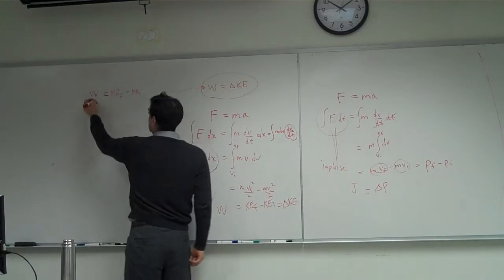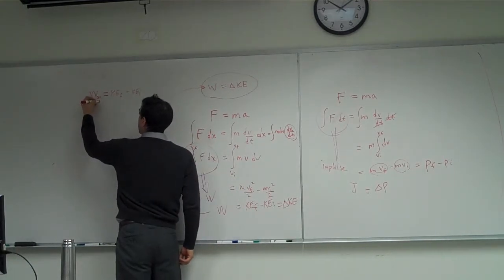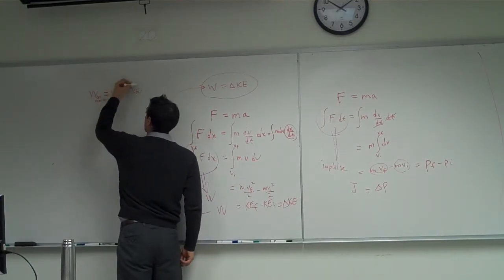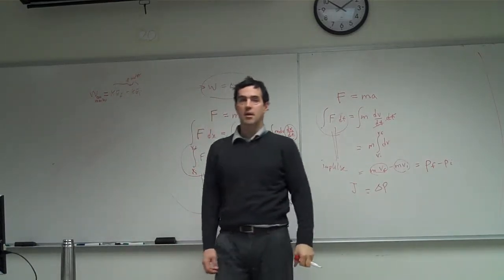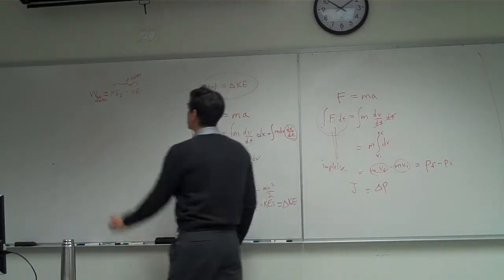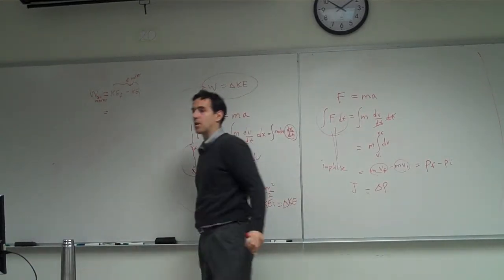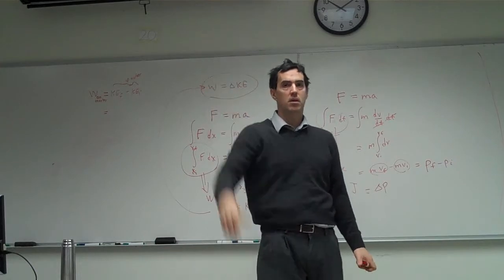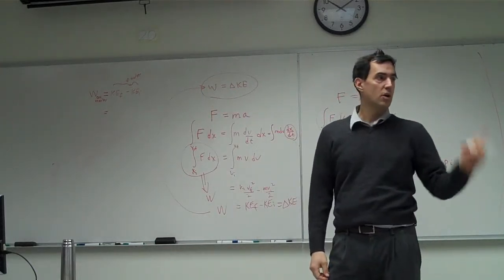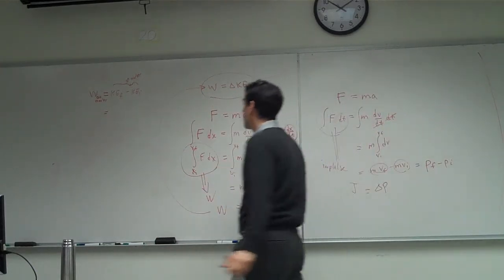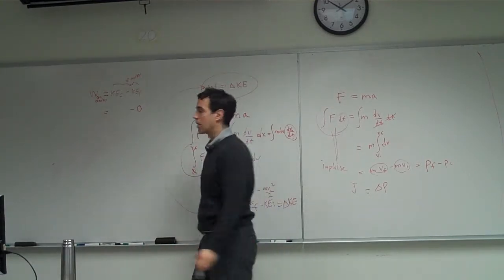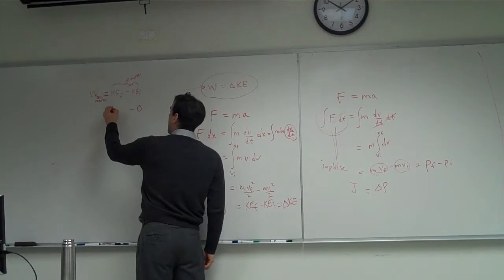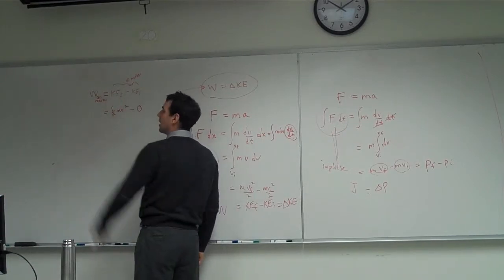So this is the work done on the marker. This is the change in kinetic energy of the marker. What is the initial kinetic energy of the marker when I first let go? 0. Yep, because it's not moving. The final kinetic energy of the marker is 1/2 mv squared.